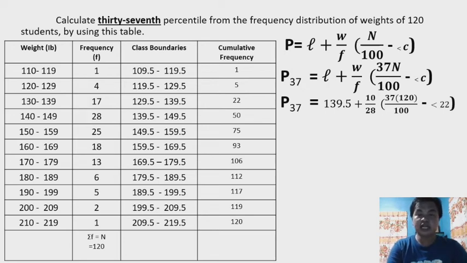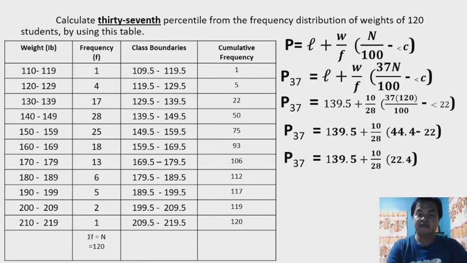Ang susunod na gagawin, dahil na-substitute na siya, i-multiply na kaagad natin ang nasa loob ng parentheses. So, 37 times 120, pagkatapos ay i-divide natin sa 100. So, the answer is 44.4. Sa 44.4, isusubtract natin ang 22, which is the value of our less than cumulative. So, ang sagot ay 22.4.